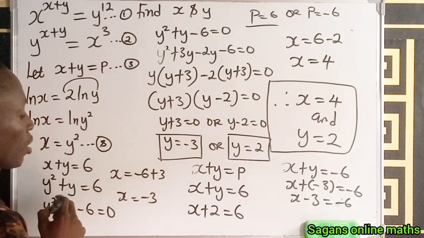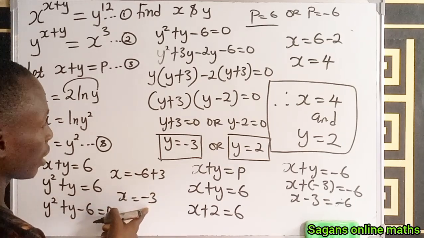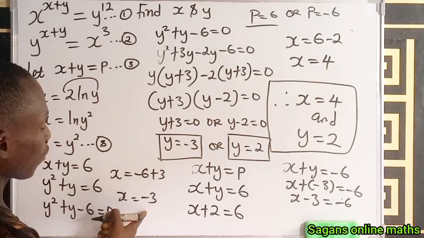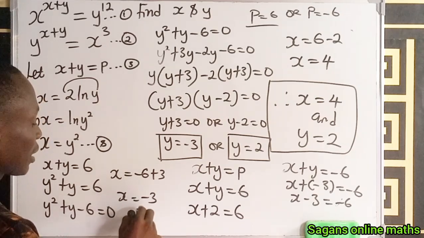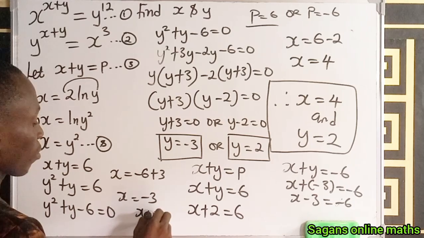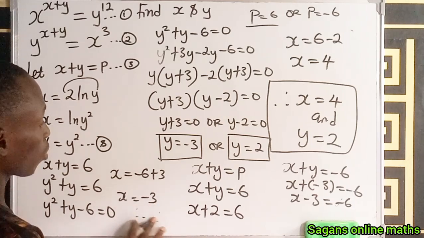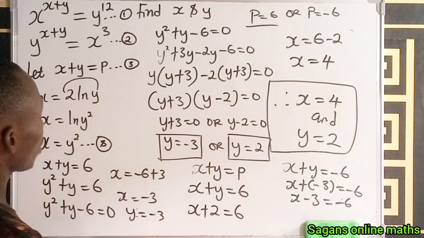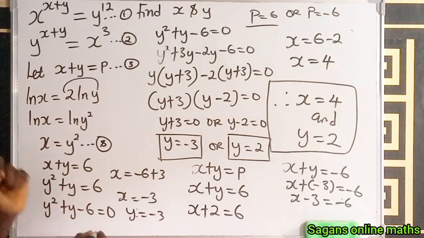Minus 3. This is the value of x. Okay, so what is the value of y? Now for us to have the value of y, we know that x plus y, our y is minus 3. So y equals minus 3. Now if you are going to substitute this here, let's see what we can have.